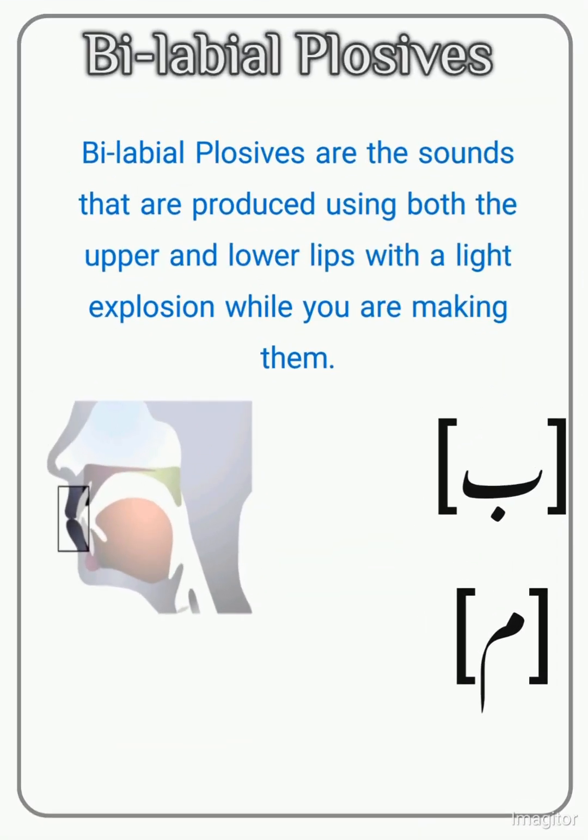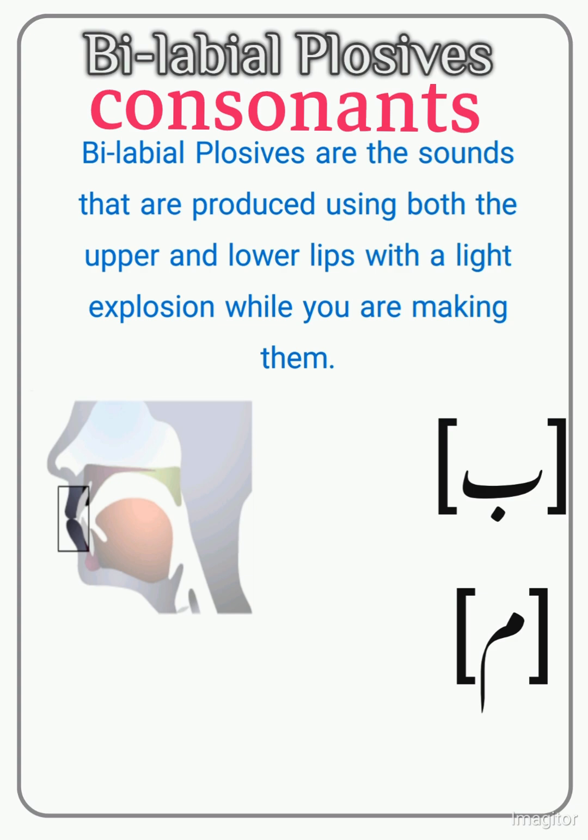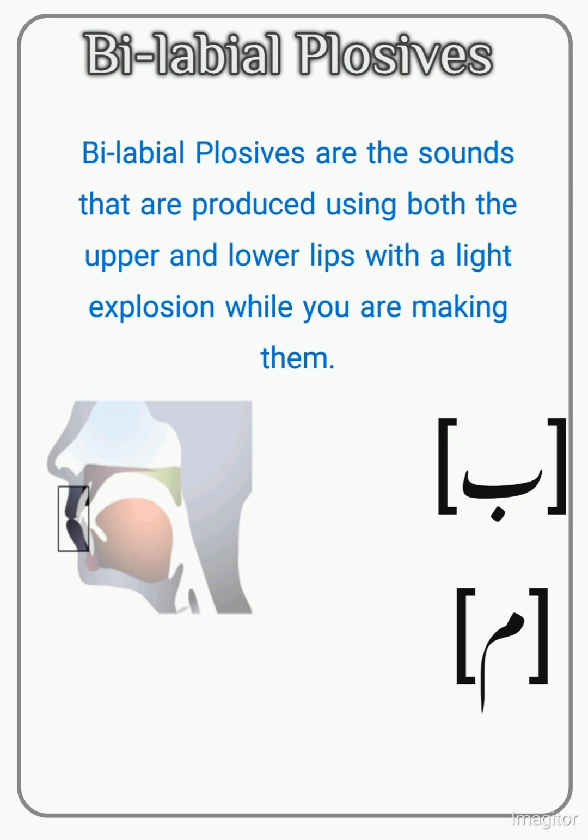Here in this lesson, we will discuss Arabic alphabets and the sounds these alphabets represent. Dear learners, we have divided Arabic alphabets in various categories to make them understandable. First, we begin our journey with bilabial plosives consonants. Bilabial plosives are specific sounds produced by using both the upper and lower lips. While making these sounds, there is a light explosion of air. These consonant sounds are ba, ma.